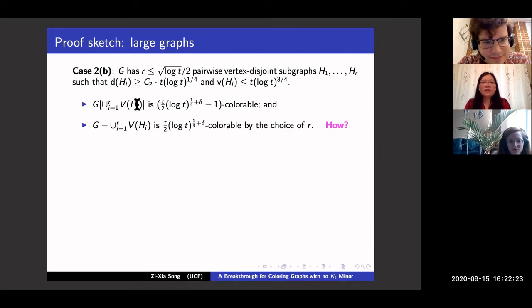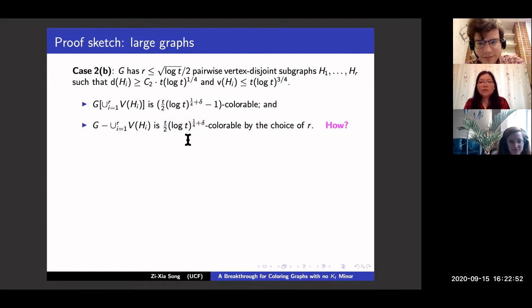So you put all the vertices together, you look at the subgraph induced by this one, because the number of vertices is small. By the previous theorem, you knew this graph is colorable by this many colors. Now we try to convince you the remaining graph here is also colorable by these many colors. The question is, how do you do that, right?